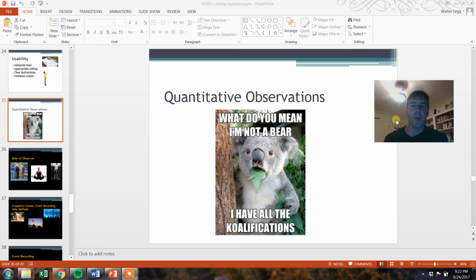Talk about the other way, you are likely to get data, which is quantitative observations. So in the last lecture, we talked about questionnaires. Now we're going to talk about quantitative observations. So a note on that word quantitative first. Quantitative means anything that involves numbers. So you are counting or taking time in this case.